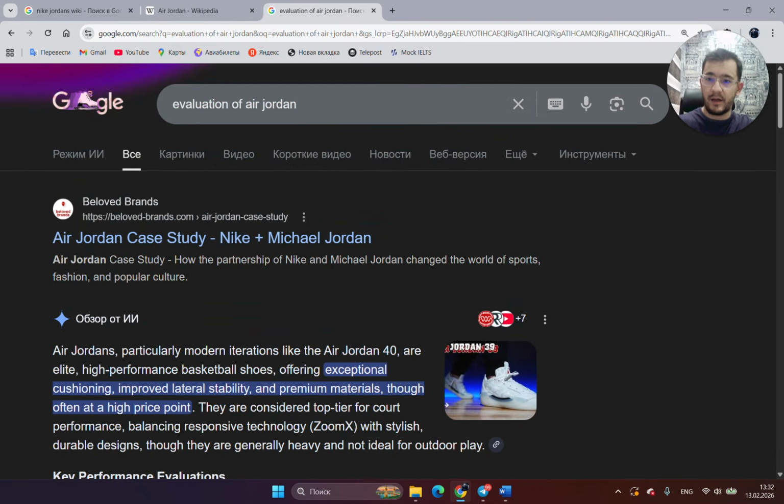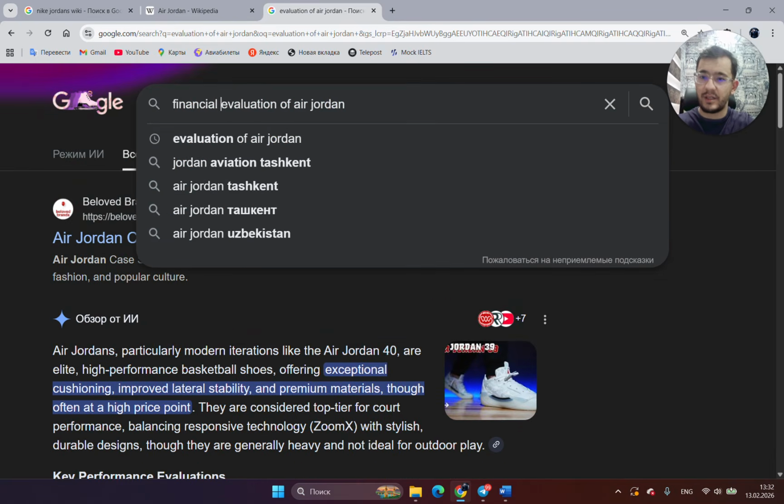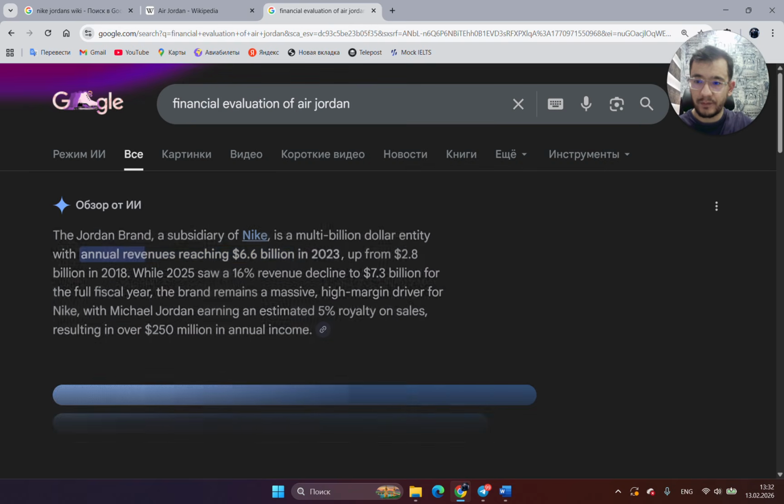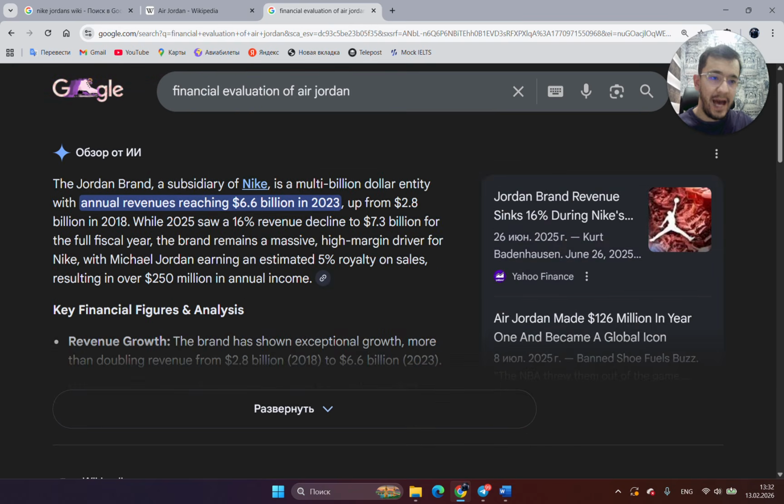Financial evaluation of Air Jordan. Okay, there we go. Now we're talking. Now we have the numbers. The Jordan brand, a subsidiary, difficult to pronounce, of Nike, is a multi-billion-dollar entity with annual revenues reaching 6.6 billion in 2023. That's a lot of money. That's a lot of money, ladies and gentlemen.